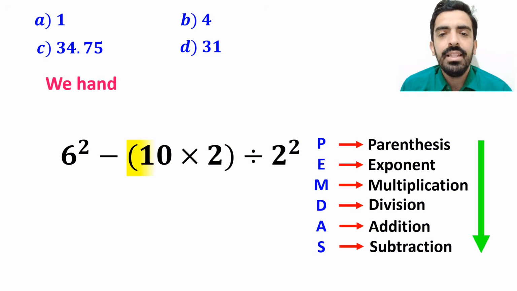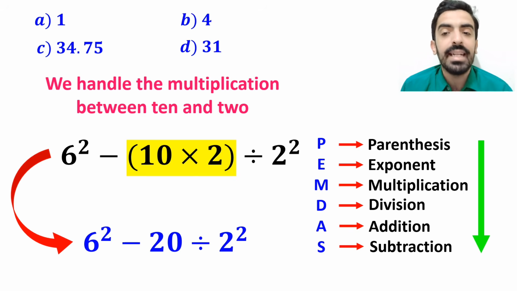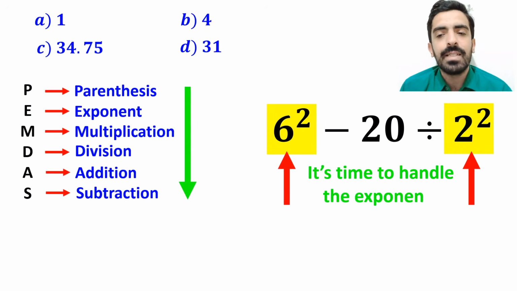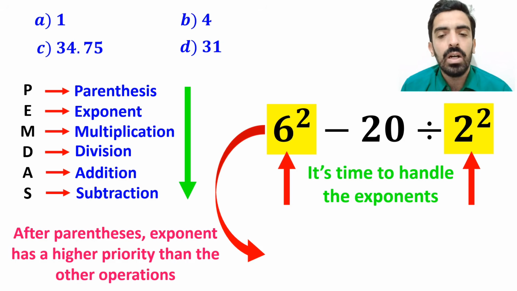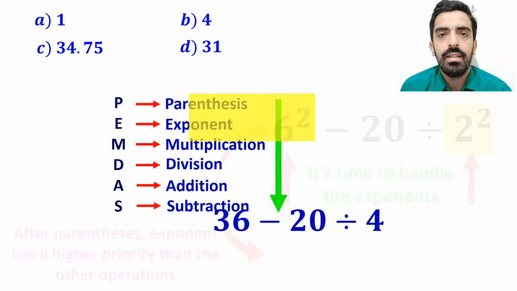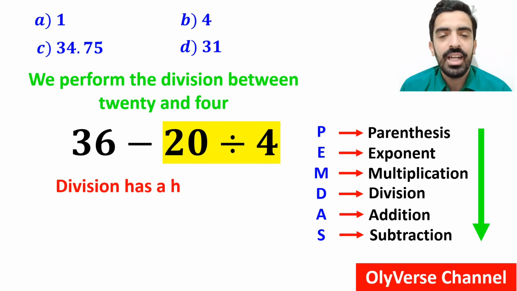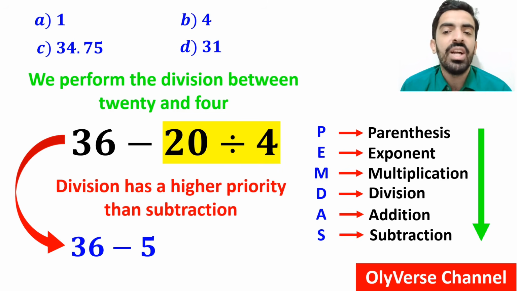And the next step, we handle the multiplication between 10 and 2, and this expression simplifies to 6 squared minus 20 divided by 2 squared. Next, it's time to handle the exponents, because according to the PEMDAS rule, after parentheses, exponent has a higher priority than the other operation. So, we can write this expression as 36 minus 20 divided by 4. And the final step, we perform the division between 20 and 4 because division has a higher priority than subtraction. So, this equation simplifies to 36 minus 5, which finally gives us the answer 31.